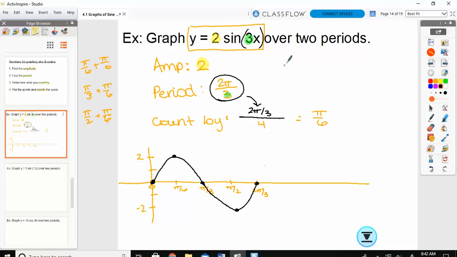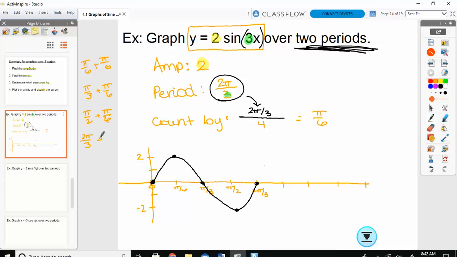Okay, I asked another thing. I asked you to do 2 periods. That means 2 cycles of my graph. I have the first cycle. How do you think I would get a second one? Keep on going. So if I'm starting here, all you really need is 4 additional points, because I already have my starting point. And then how do I get those points? Yeah, keep adding pi over 6.